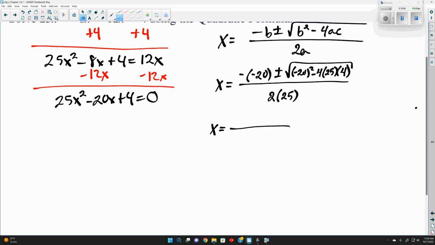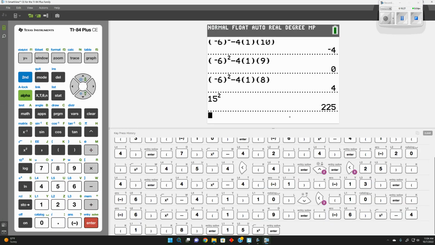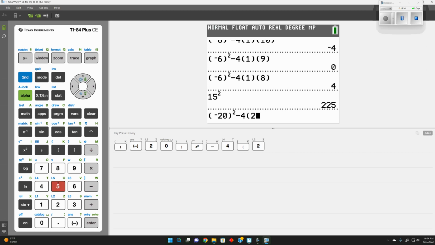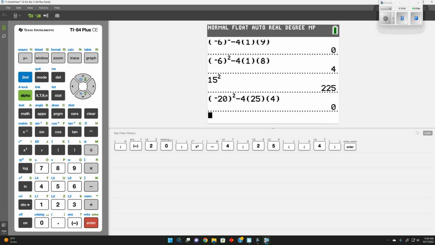Now we can do some simplifying. The first one is the negative of negative 20, which is 20. 2 times 25 is 50. Now the next part we need to do is to type in what's inside the radical, our negative 20 squared minus 4 times 25 times 4. So let me clear that history out. So we'd have negative 20 squared minus 4 times 25 times 4. And we get 0.